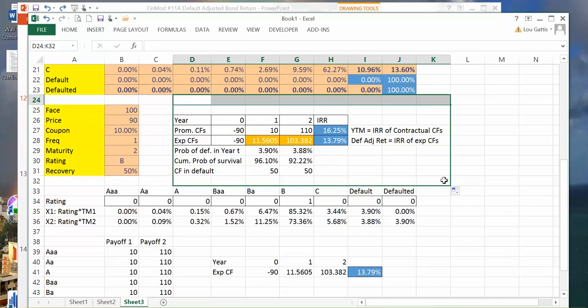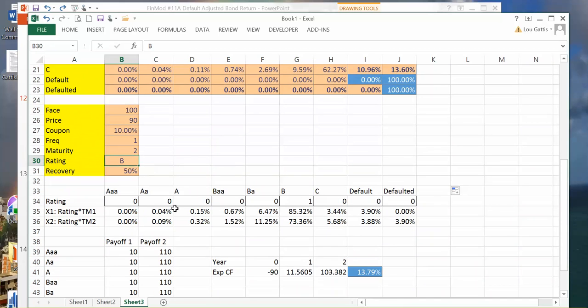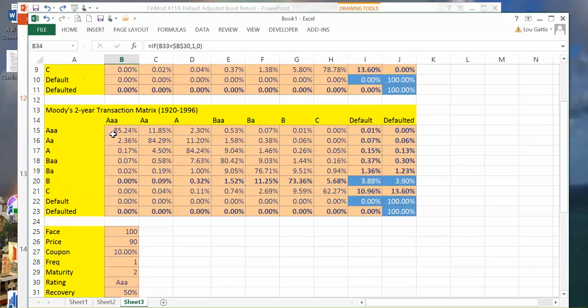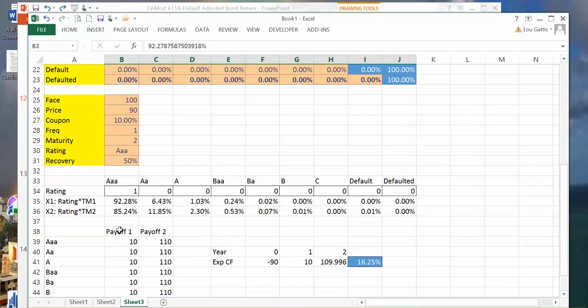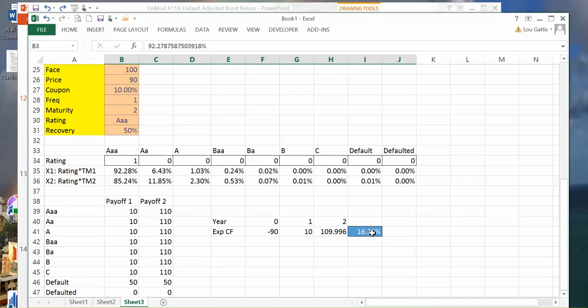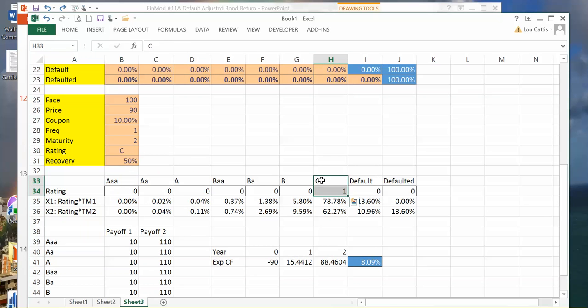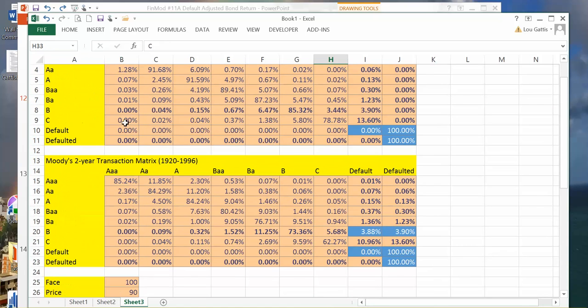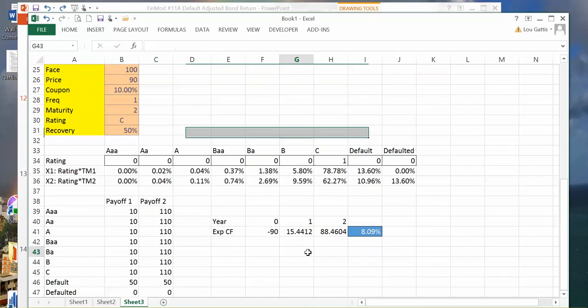is if we're really looking for the expected return of the bond, this formula is more general in that if it's a AAA rated bond, notice the 1 goes here, which means I pick up this row and this row, get my new default probabilities, and get the expected return. If it were, say, a C-rated bond, the 1 goes here. That picks up these 2 rows, this one here, this one here, and I get my default adjusted bond return if it's a C-rated 2-year bond.